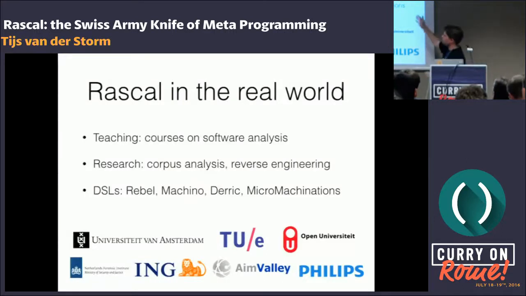But we also use it to build DSLs. So we have students working on Rebel, which is basically an attempt to redo the ING bank. And that's getting traction there. We have a project starting with Philips. Micro Machinations is a graphical DSL for doing game economies. A little more long ago, we had Derric, which was a DSL for digital forensics, which is actually in use at the Dutch, sort of the Dutch CSI.